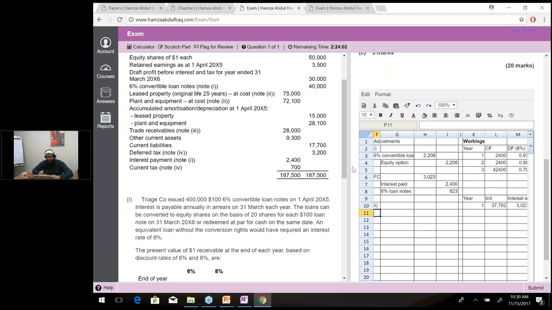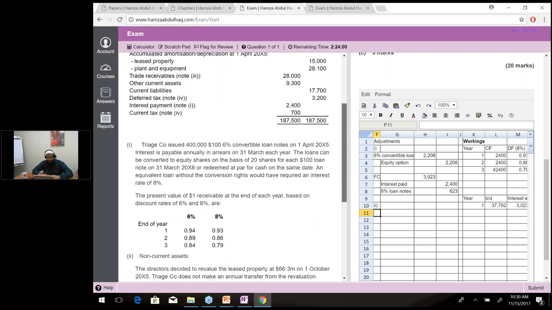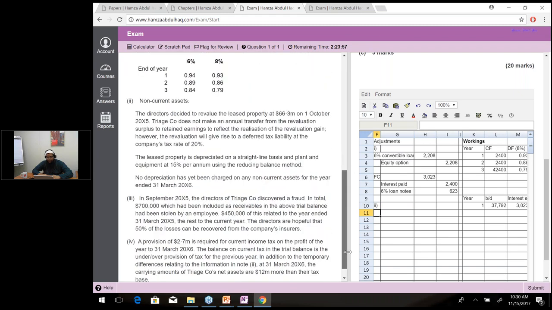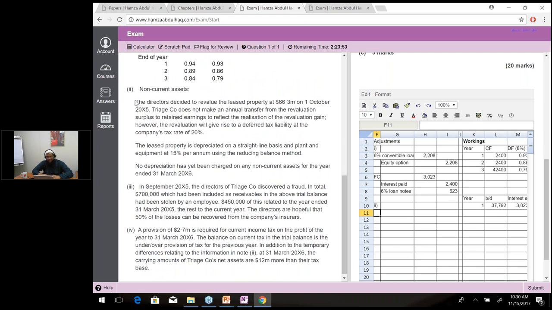Okay, now we are moving towards adjustment number 2. Adjustment 2 says that the directors decided to revalue the leasehold property at $66.3 million on 1st October 20x5. 1st October 20x5, which date is this? Start of the year, end of the year, or mid of the year? Yes, Nazia, Lee, you people are right. This is mid of the year.